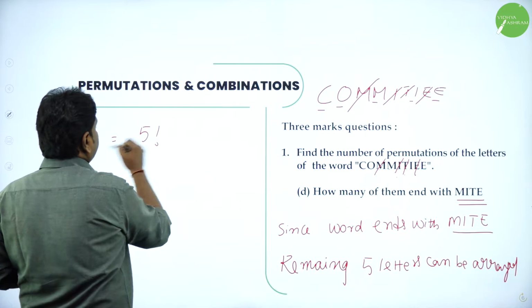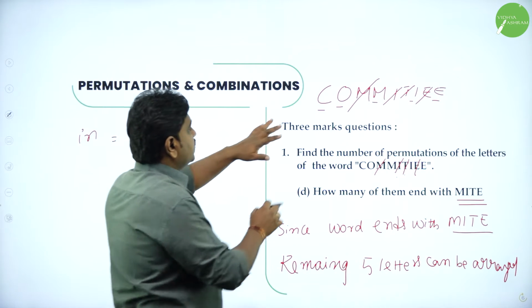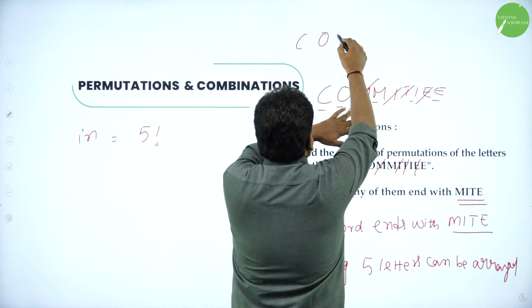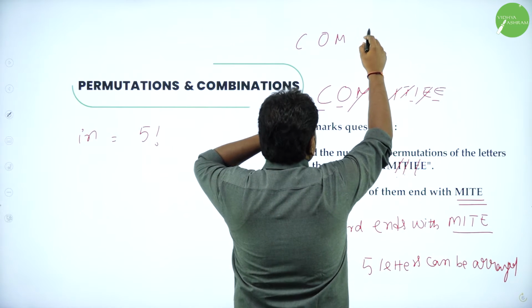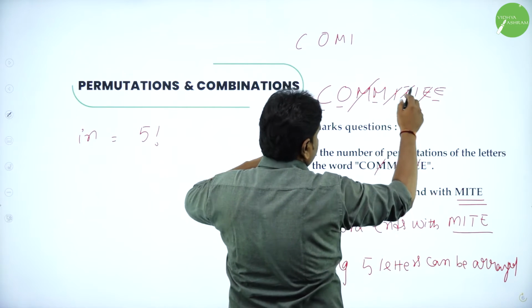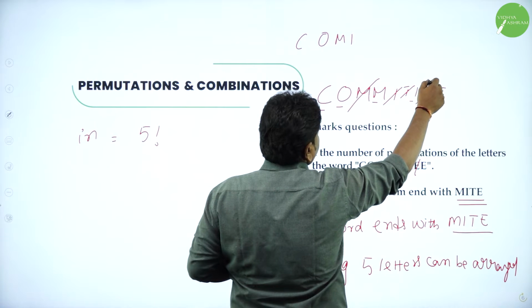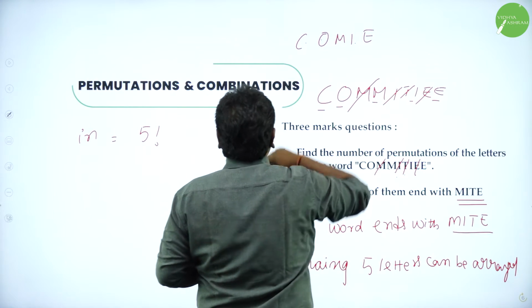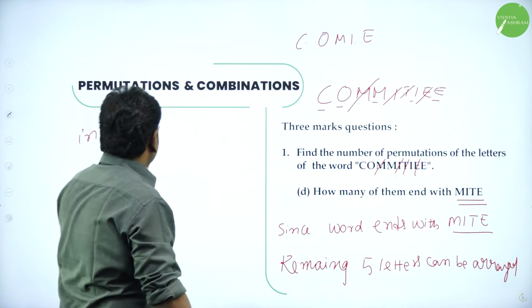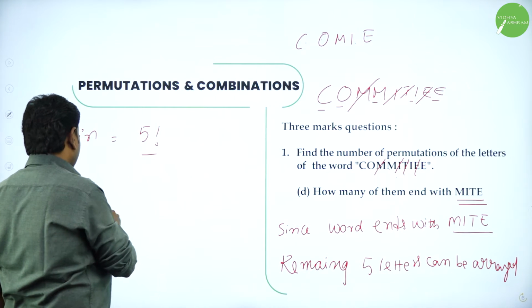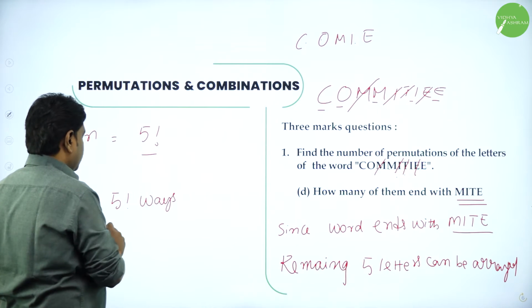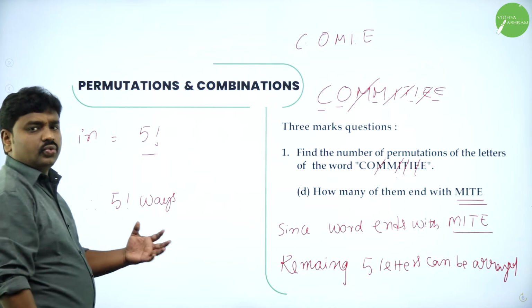in 5 factorial ways, provided we check what the letters are: C, O, and I am left out with M, I, E. 1, 2, 3, 4, 5. So all 5 are different. So 5 factorial. Therefore the total number of ways is 5 factorial ways. You know 5 factorial is what? 5 into 4 into 3 into 2 into 1.